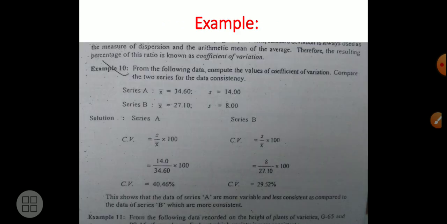Here an example is there. Measure of dispersion and arithmetic mean or average. Therefore, the resulting percentage, the ratio, is known as the coefficient of variation. From the above data, compute the values of the coefficient of variation. Compare the two series for consistency. Series A: x bar is equal to 34.60, standard deviation is 14. Series B: x bar is equal to 27.